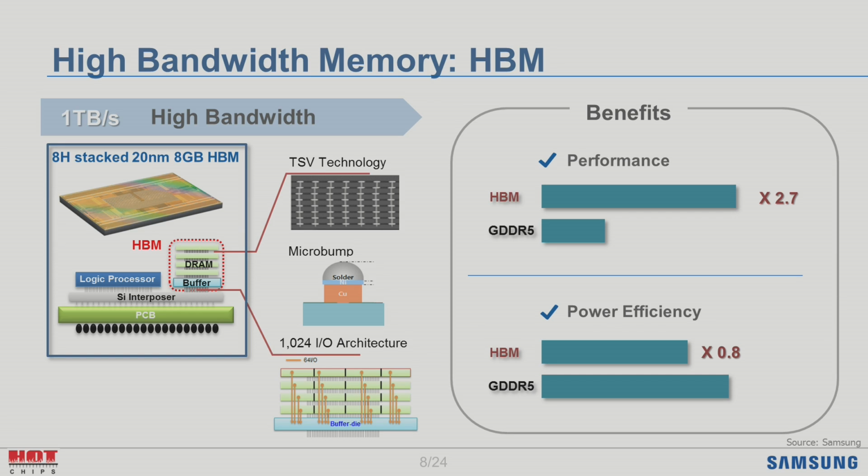Okay, actually HBM is not an extension of the traditional memory. In the next session, the speaker from Hynix is going to explain HBM in detail. But unfortunately, HBM is still too expensive, and we have to figure out a low-cost solution for HBM. So we are going to propose the concept of low-cost HBM. Anyway, the benefit is that the performance is 2.7 times and the power efficiency is better than GDDR5.